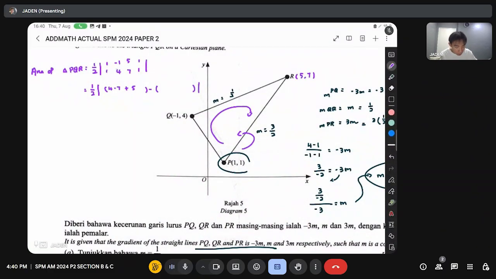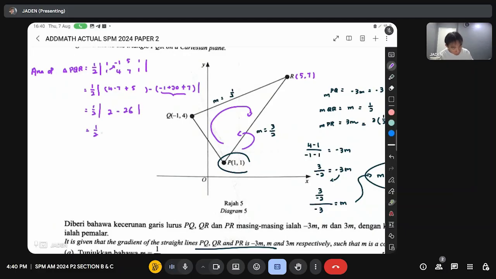The second bracket is 1 times negative 1, negative 1. This is 4 times 5, 20. And then 7 times 1, 7. So 1 over 2 modulus 4 minus 7 plus 5 will give you 2 minus, and then negative 1 plus 27 is 26, right? Minus 26, okay?